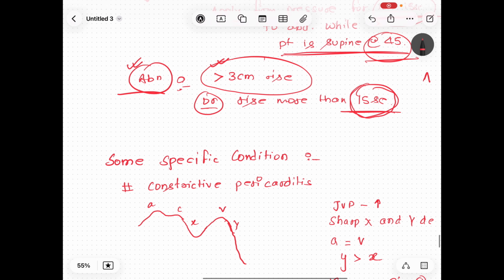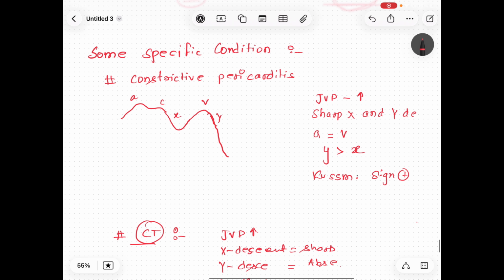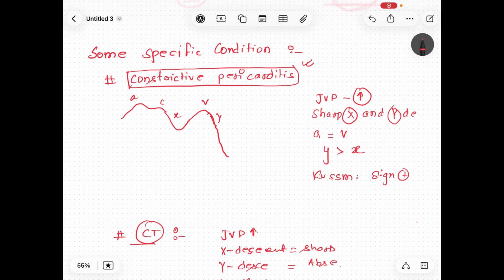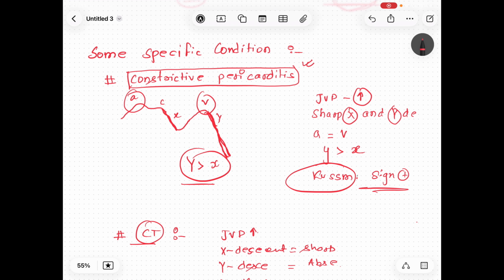Now we will discuss how the JVP waveform looks in some specific conditions. First is constrictive pericarditis. In this, JVP is elevated. There is sharp X and sharp Y descent, but the sharp Y descent is more prominent than X descent, and A wave is equal to V wave, and the Kussmaul sign is present.